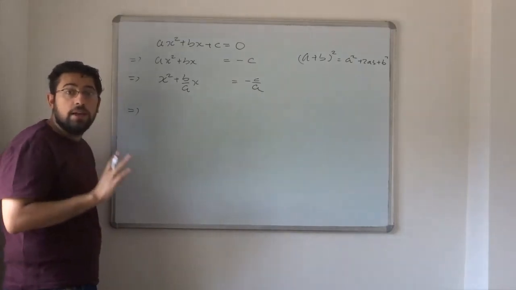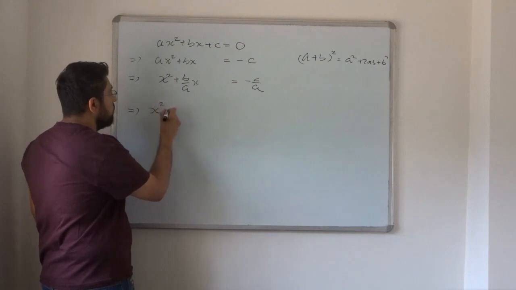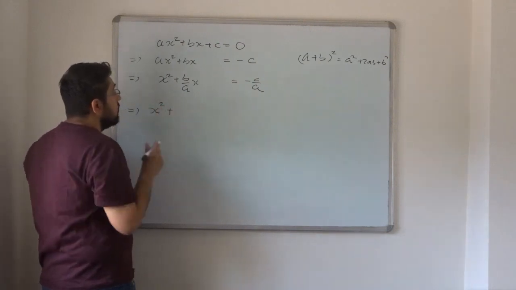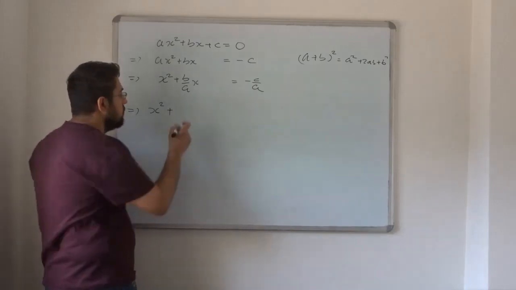So how do we make it a perfect square? I'll tell you. So basically you do x squared, okay, plus, so now you multiply the numerator and the denominator by 2.